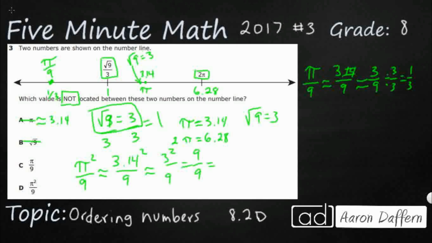So that equals 1, which is right here. But remember, I actually took this down from 3.14 squared. So 3.14 squared is going to be just on the inside. It's just a little bit above that 1. So that's pi squared over 9. So that's in between. So our answer here is C.